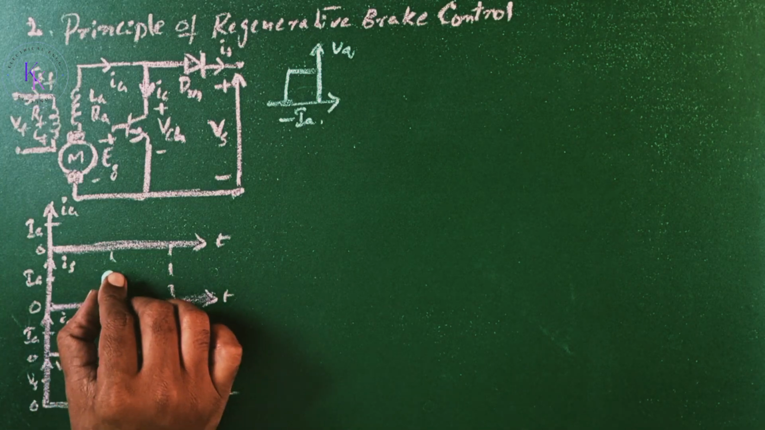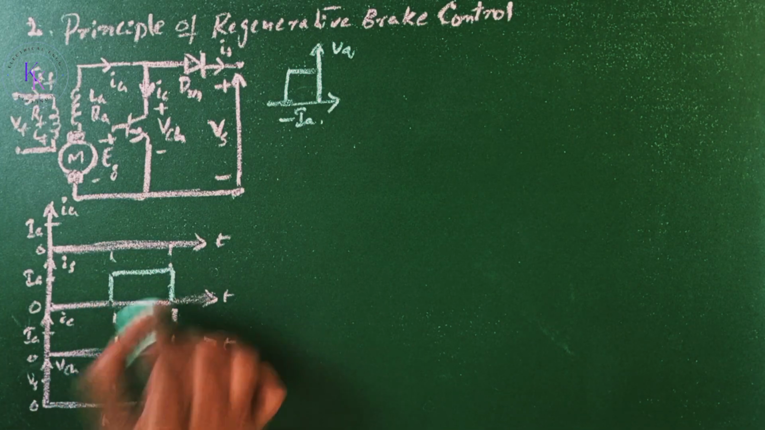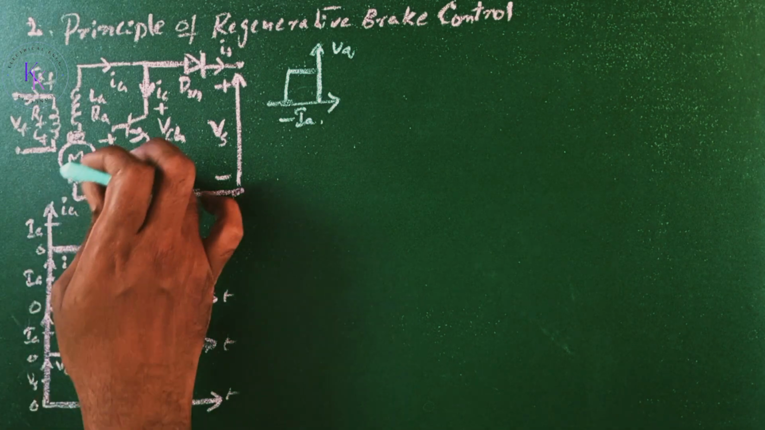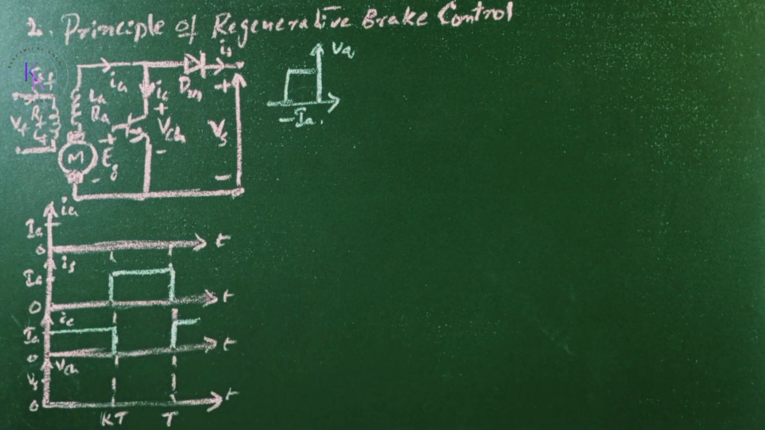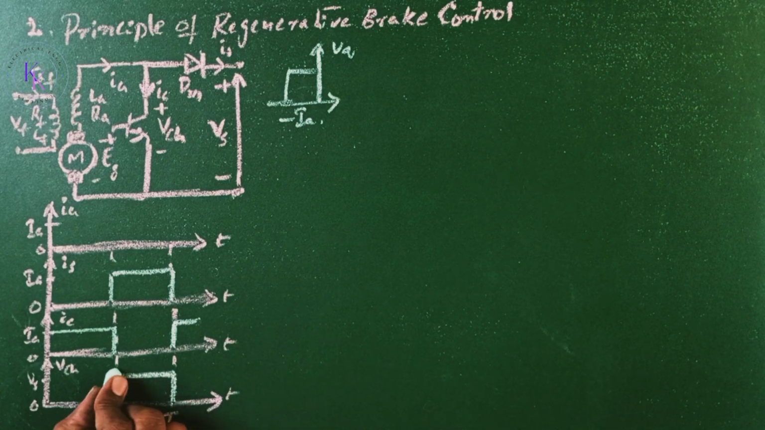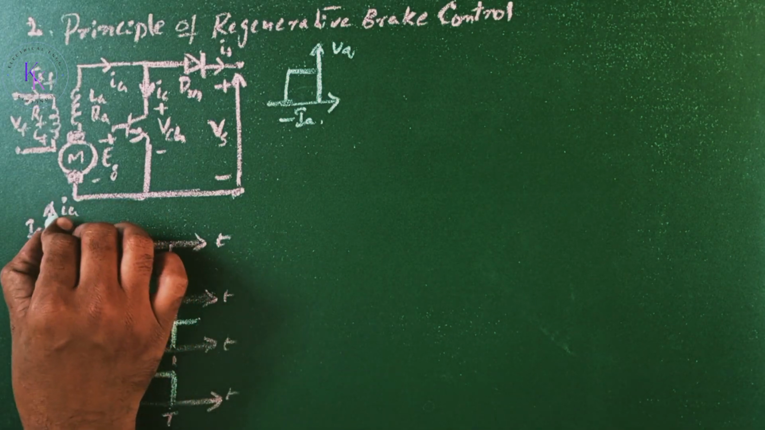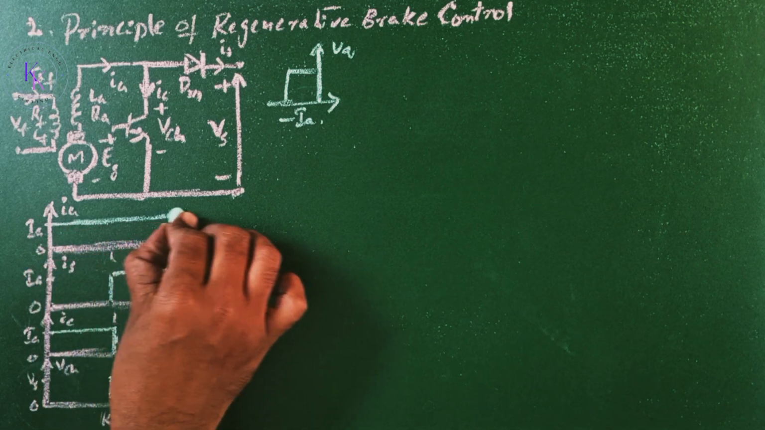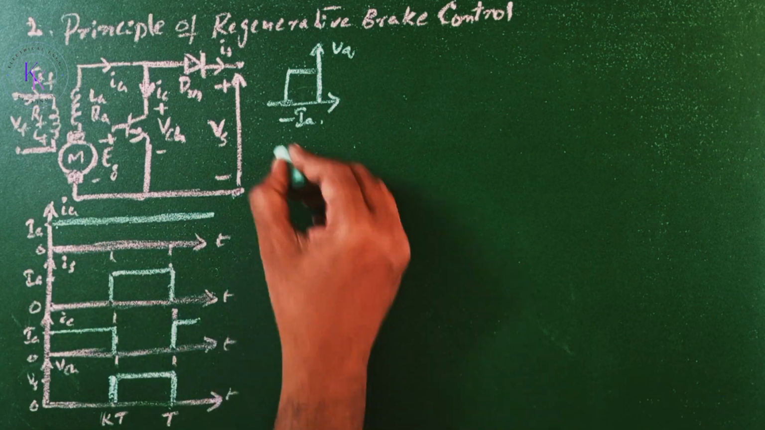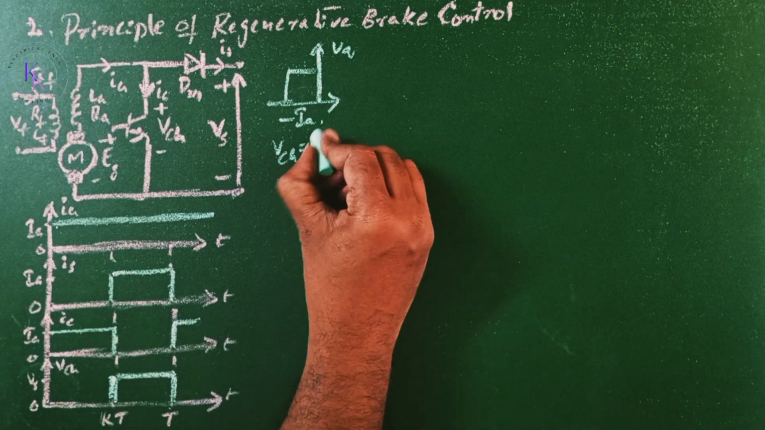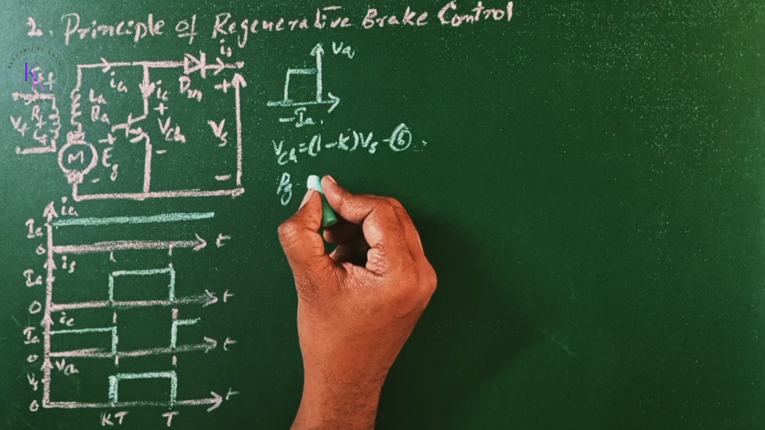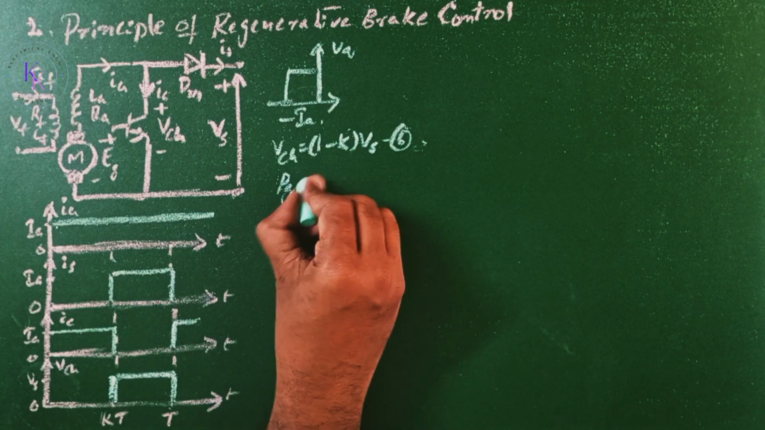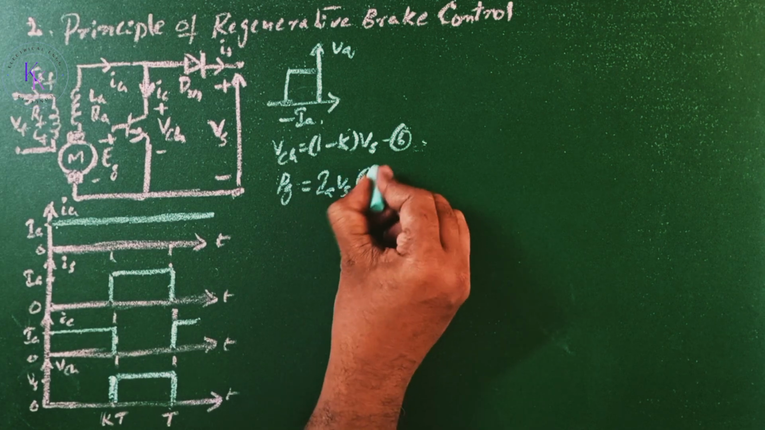The voltage and current waveforms are shown, assuming that the armature current is continuous and ripple free. When the chopper is off, the currents Is and Ic will be there. When the chopper is on, the current Ic will be there. The chopper voltage will be present when the chopper is turned off. Then the current through the motor Ia will be continuous. The average voltage across the chopper is given by Vch equals 1 minus k Vs. Let this be equation number 6. If Ia is the average armature current, the regenerative power can be found as Pg equals Ia Vs times 1 minus k.